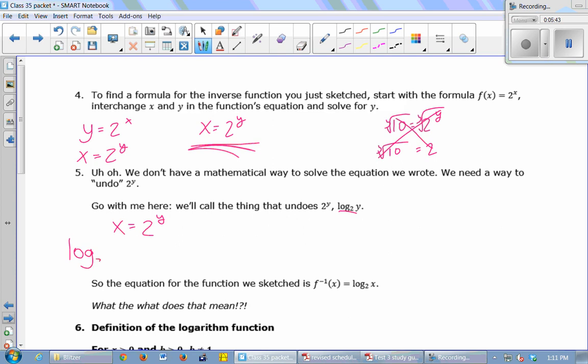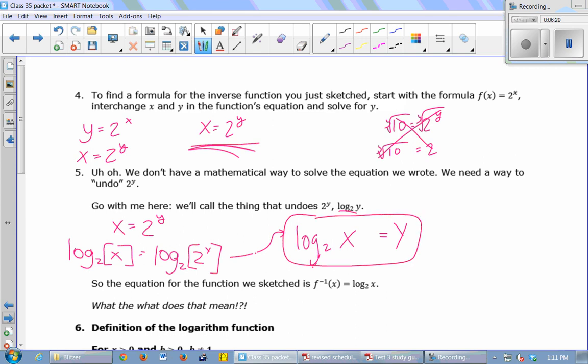So this is going to be log base 2 of x equals log base 2 of 2 to the y. All right. So we just invented this thing. Okay, we're calling it log base 2. We just made it up. We're just saying we need something that will undo 2 to the y. We're going to call it log base 2. And when you take log base 2 of 2 to the y, you get y. That's our definition. Right? We just made it up. And that's going to equal log base 2 of x. So this is the equation of the inverse function that we sketched. Log base 2 of x.